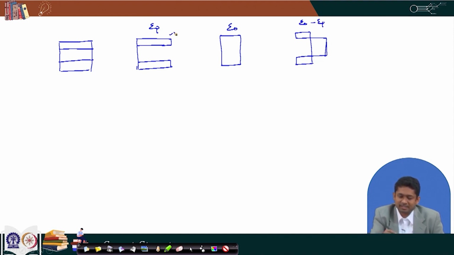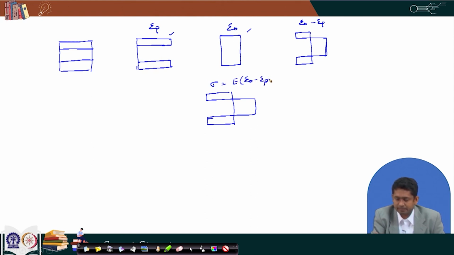So, we are subtracting this graph from this graph. So, now if we multiply this with the corresponding Young moduli of the constituents, it gives us a stress distribution which looks like this. So, sigma is equal to Young modulus multiplied by epsilon 0 minus epsilon p.